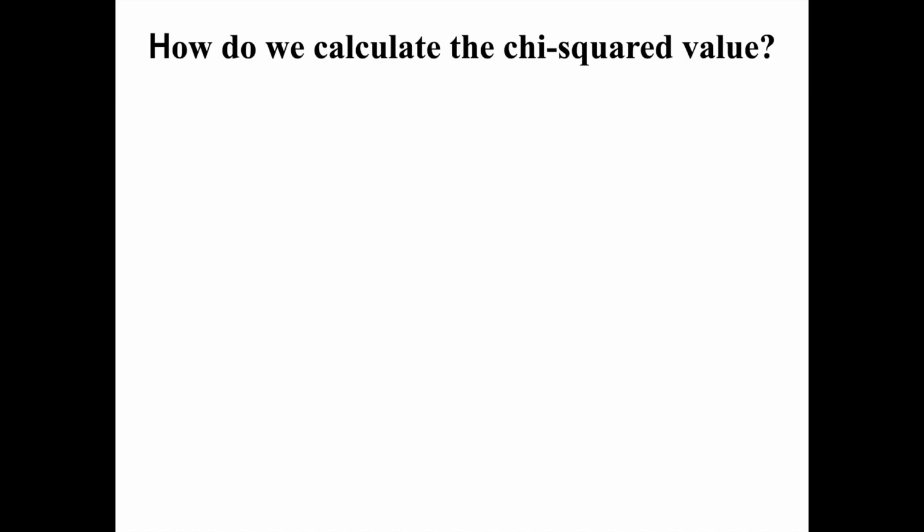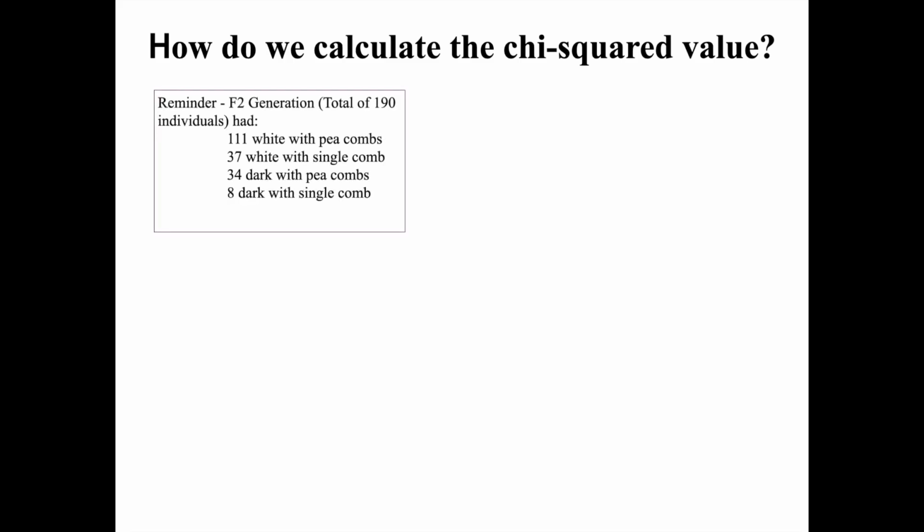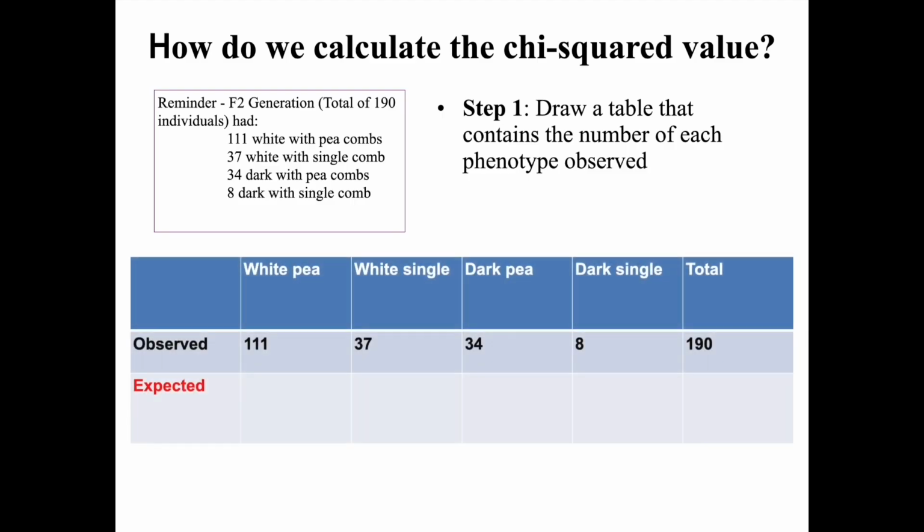So now how do we calculate the chi-squared value for a dihybrid cross? It is exactly the same as the monohybrid cross. So we'll follow the same steps. So, a reminder here of what we actually observed in that second generation, the F2 generation. We draw ourselves a table exactly the same as before, but notice that the difference now is that the categories we see are now indicating two different features, the color, light or dark, and the pea comb versus the single comb. So our categories include details about both of the different traits.